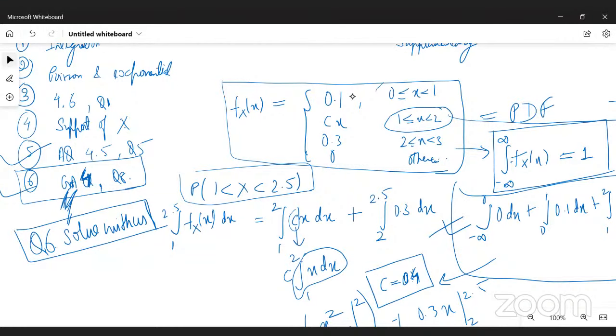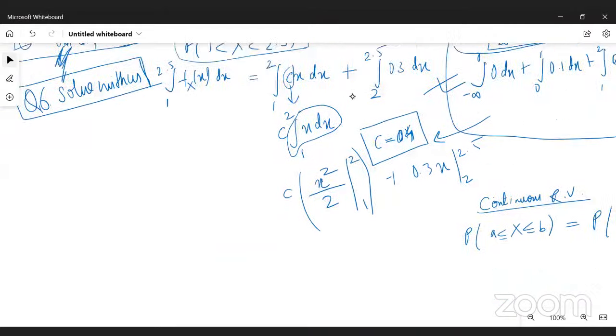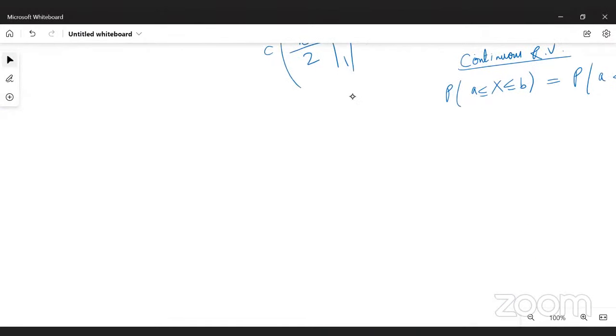So what is the support of X? The values of X for which the probability is not 0. If you have any random variable X, the support of X is given by all those x for which your f_X(x) is greater than 0. This is what is defined as the support of X.